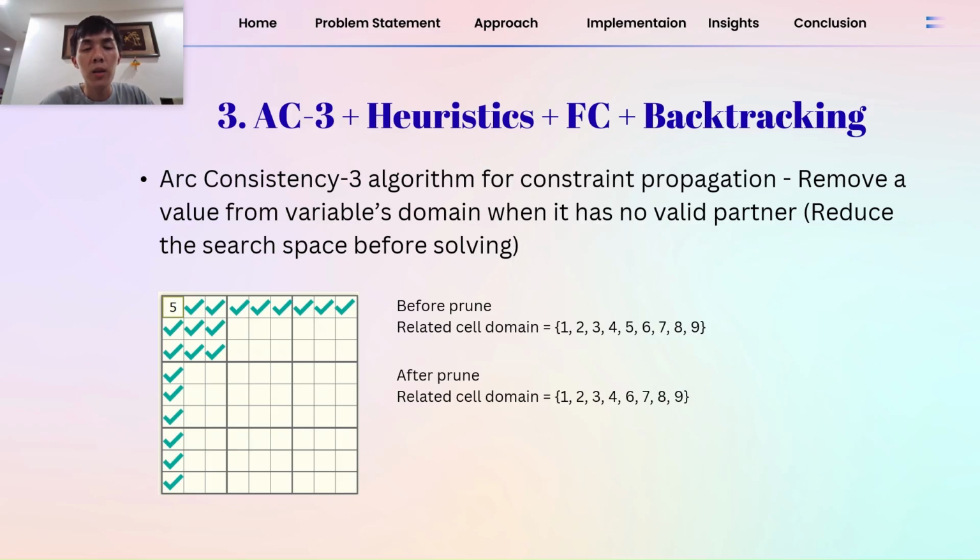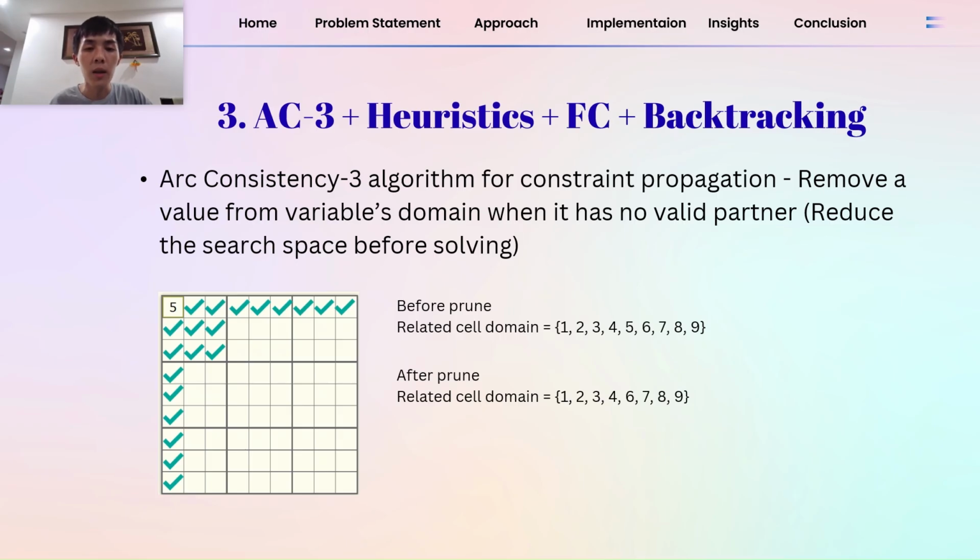Hi guys, I'm Jiasheng, and I will be presenting the hybrid approach which combines four algorithms. Since my teammates have already explained heuristic, forward checking, and backtracking, I will focus on the remaining component, AC3, which stands for arc consistency algorithm. AC3 works by propagating constraints to all related cells in the same row, column, and subgrid. It prunes impossible values before guessing begins, helping the solver achieve global consistency early.